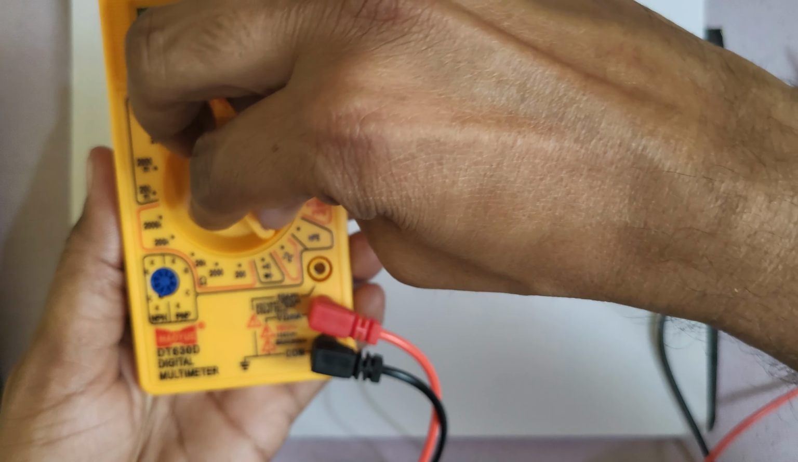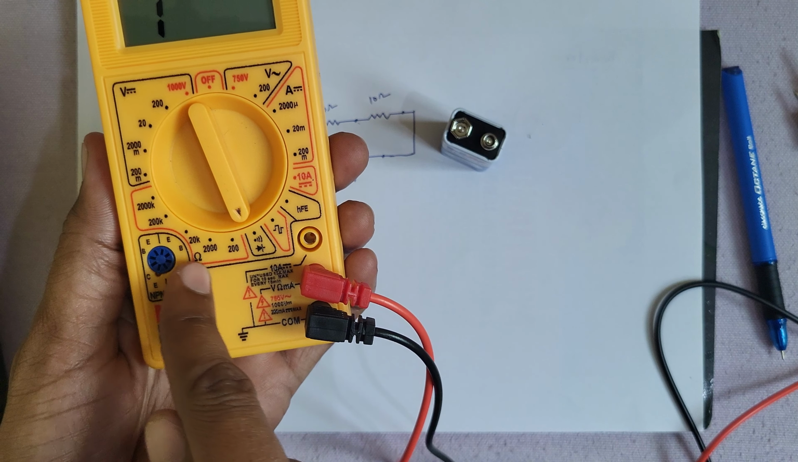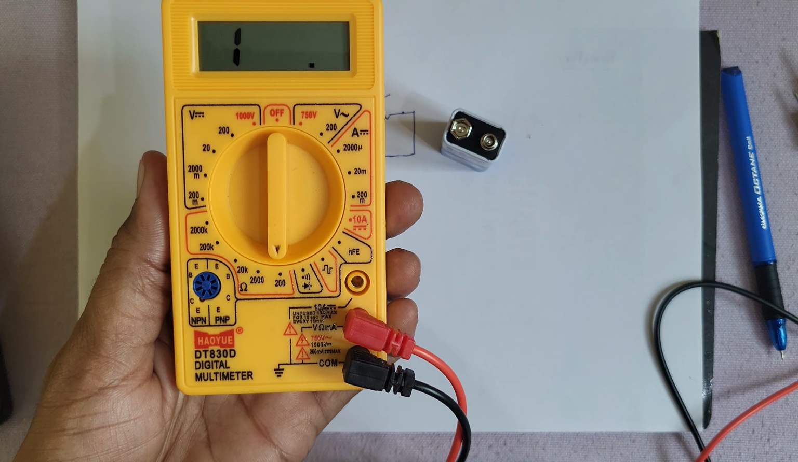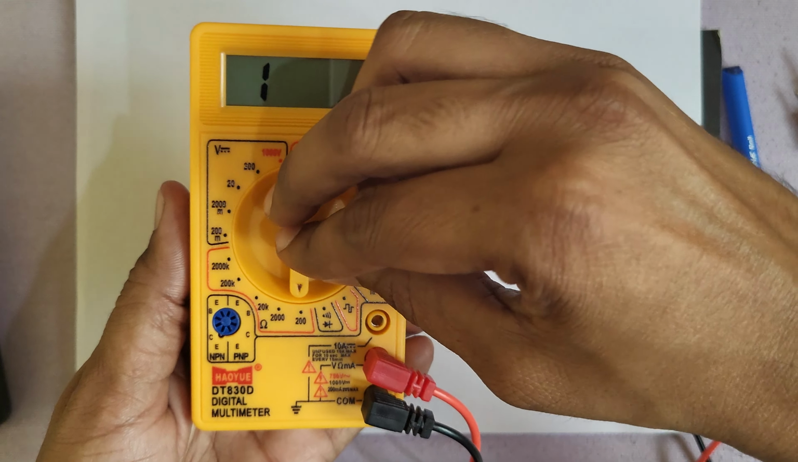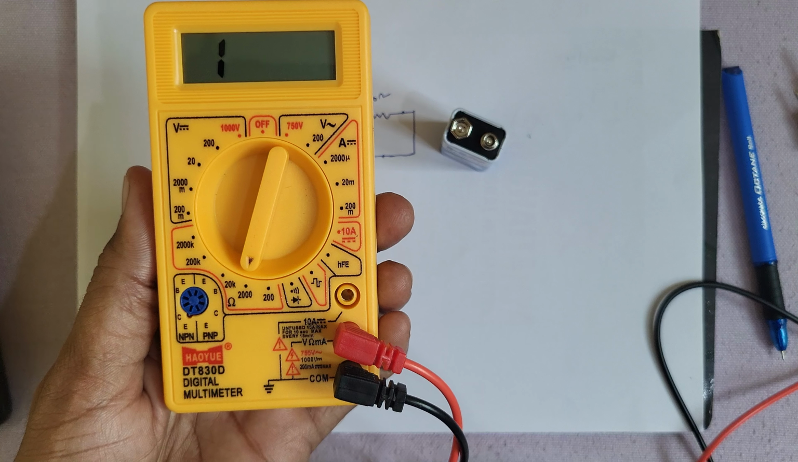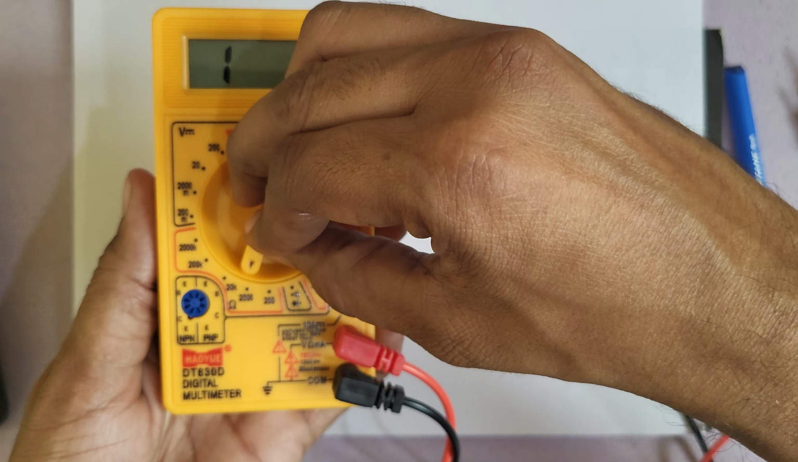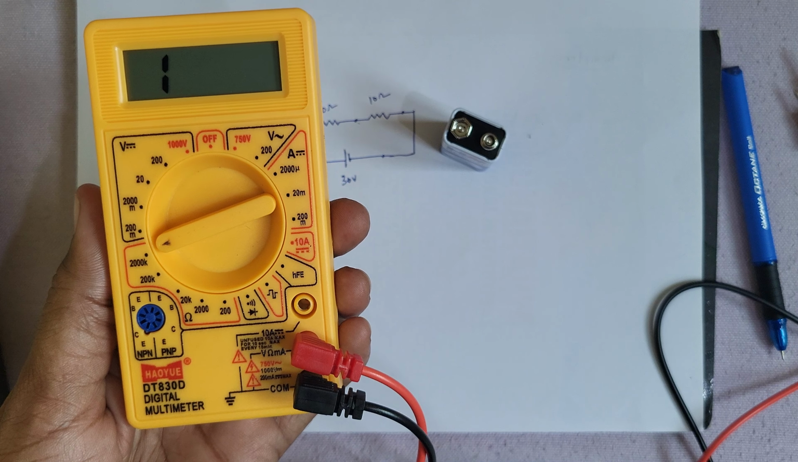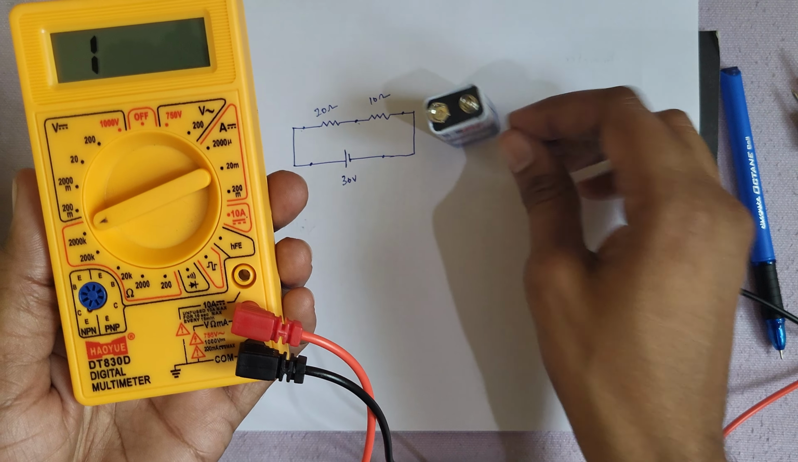This is for measuring resistance. From here to here, it is for measuring resistance. If you keep here, it can measure a maximum of 200 ohms. If you keep here, it can measure a maximum of 2000 ohms, 20 kilo ohms, 200 kilo ohms, 2000 kilo ohms. Now let us find this resistance.